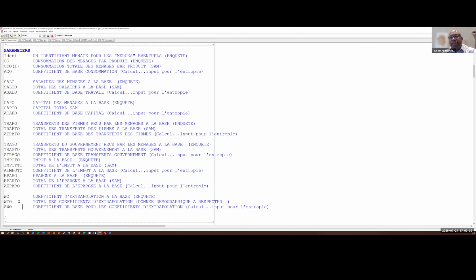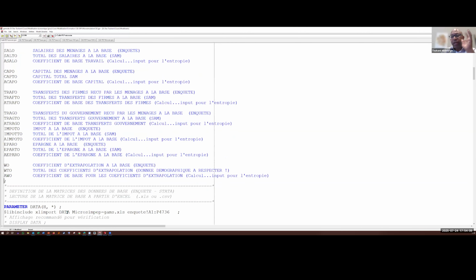So this is the extrapolation coefficient of the survey, and we have to be sure that the survey and the demographic data are consistent. On doit respecter le total démographique qui n'est pas celui de l'enquête. Lorsque j'extrapole l'enquête, je trouve des valeurs différentes. And we have to respect that. This is another parameter we have, and we have to have it in there.